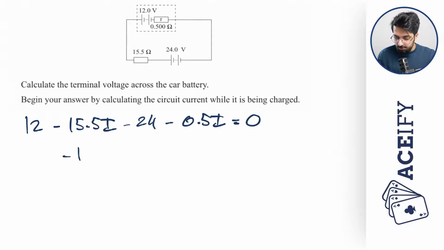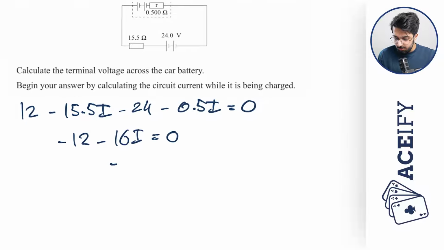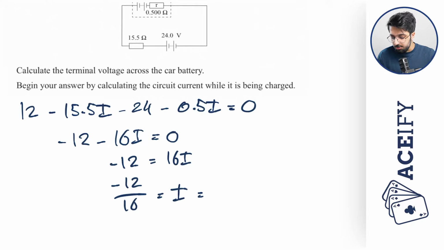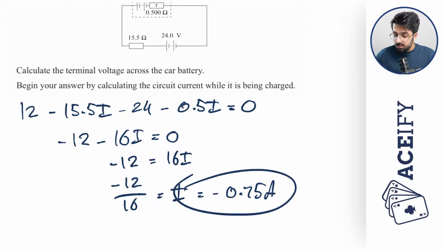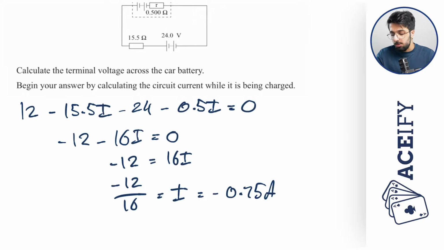And so negative 12 minus 16I is equal to 0. And so negative 12 is equal to 16I. And so negative 12 over 16 is equal to I. And this is equal to negative 0.75 amps. And obviously the negative in this case is just saying that the current is going in the opposite direction to what we decided.